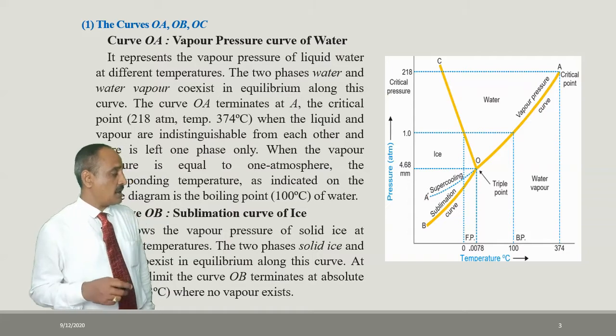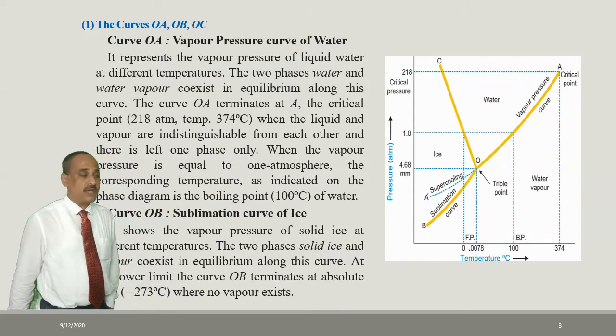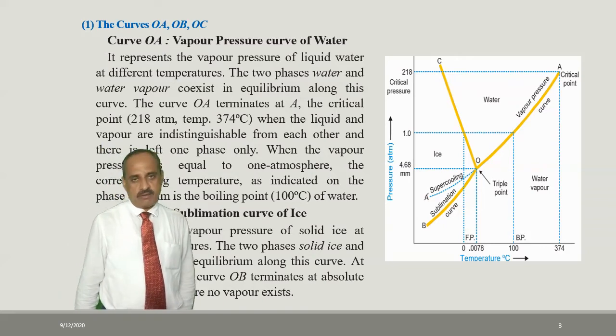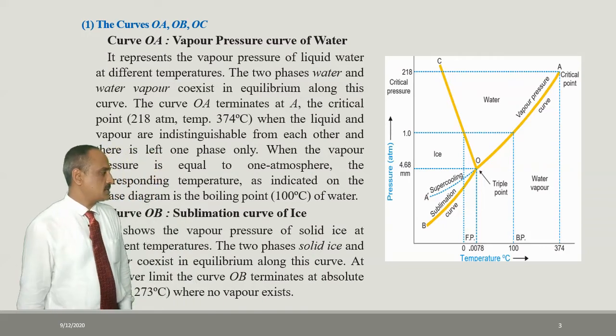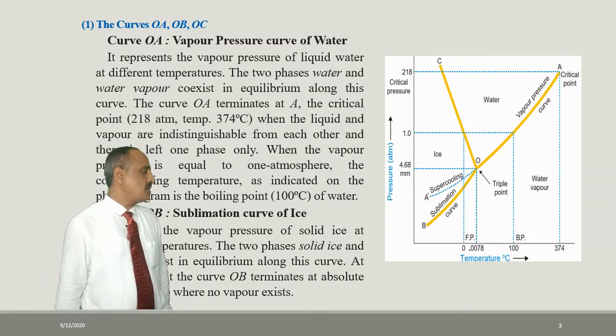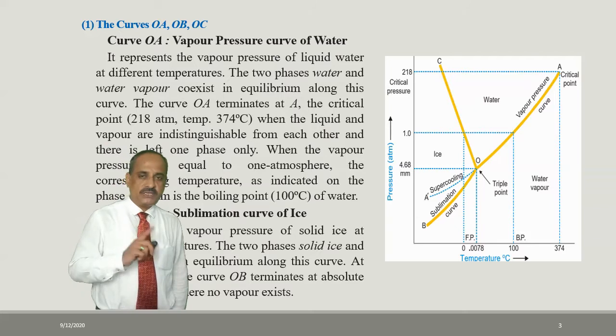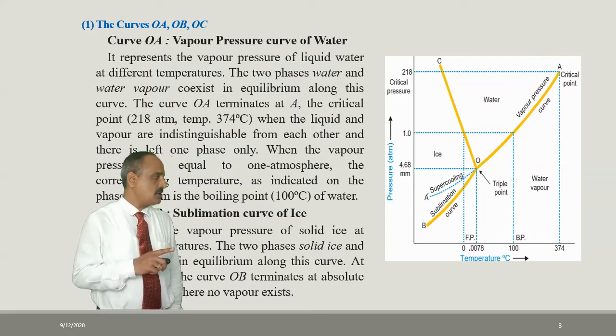Now, let us consider another curve, that is the sublimation curve of ice, which is denoted by curve OB in the phase diagram. Along this curve, the sublimation curve of ice OB, there are two phases in equilibrium, that is ice and water vapor.